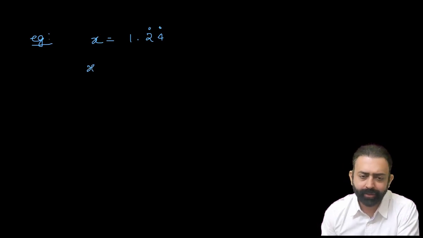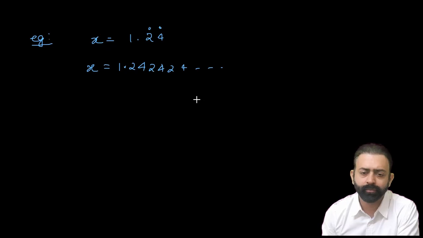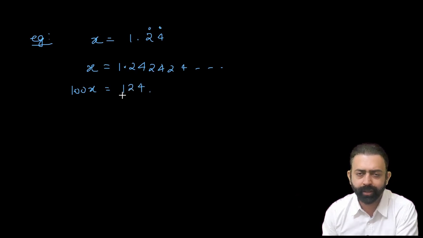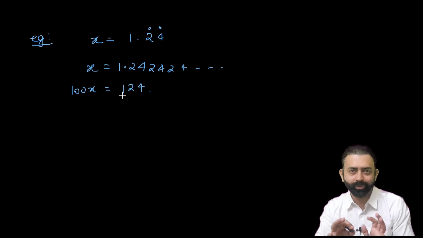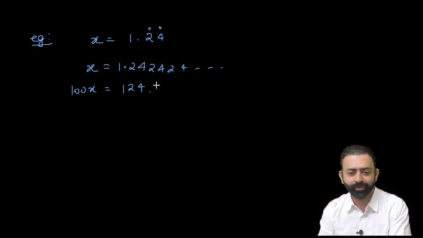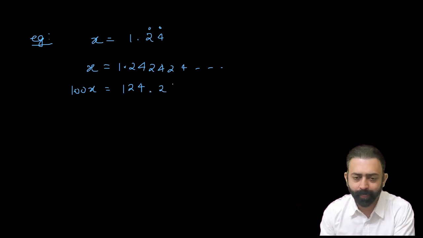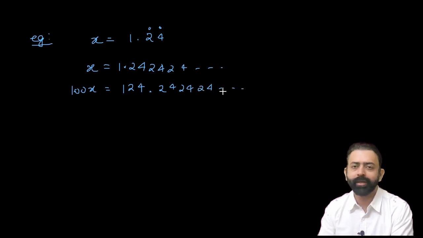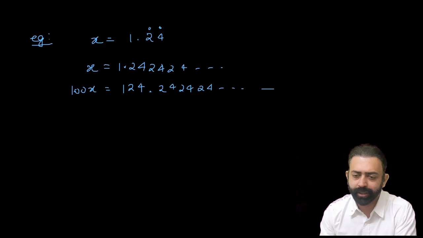So writing this x as 1.24, 24, 24 and so on. Again multiplying this by 100, I will get 100x equal to 124. This time that won't be 24.2424, that will be 124.24. And I think that is what will make the difference. This is my equation number 2.